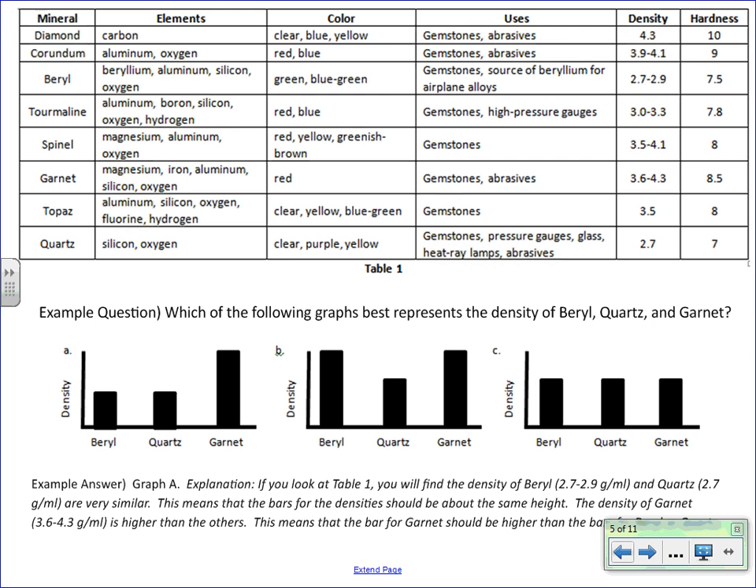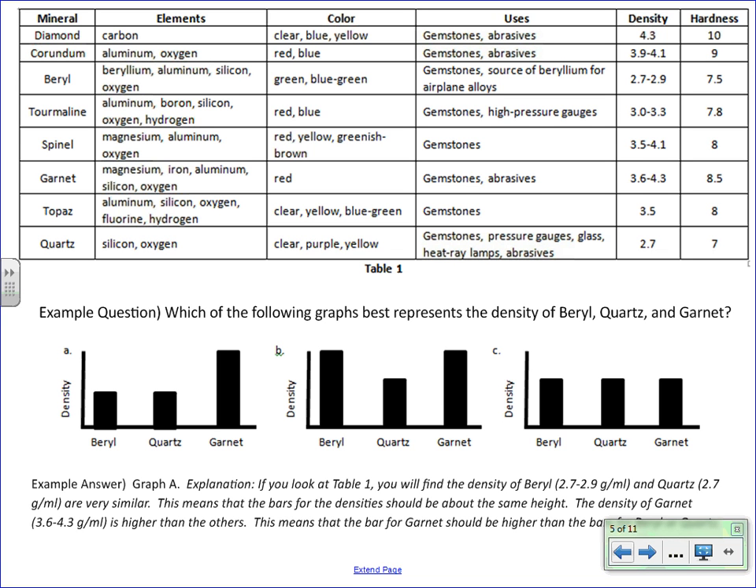And then let's take a quick look at the example question. Which of the following graphs best represents the density of beryl, quartz, and garnet? As you take a look through this, which graph, is it A, B, or C, represents the density of beryl, quartz, and garnet? Now a fast way to get at the answer to this problem when you have a list like this is just number your list. A lot of people will often just try to remember what the numbers were, but it's going to end up wasting time in the end because you'll forget which ones were which.